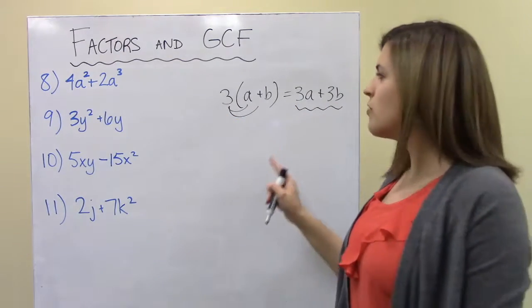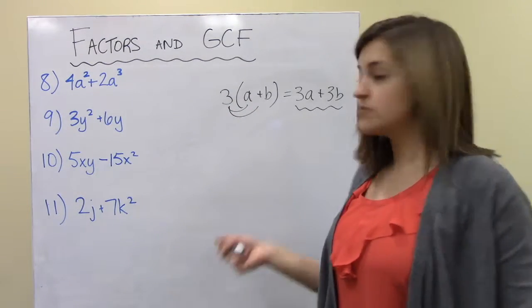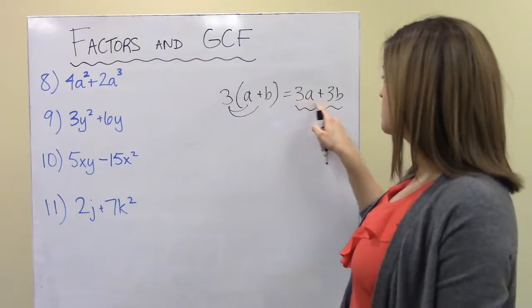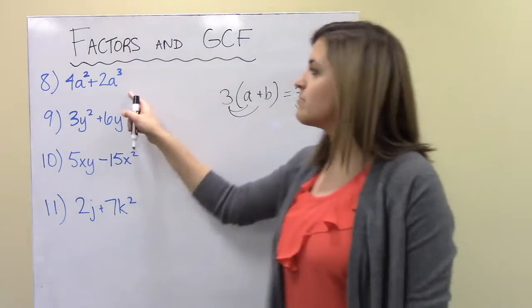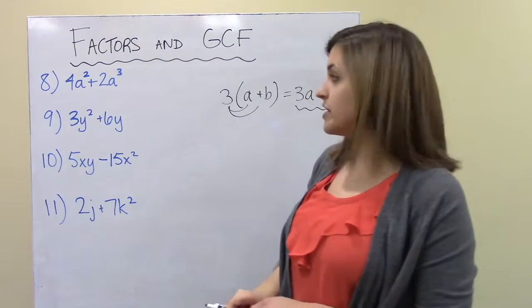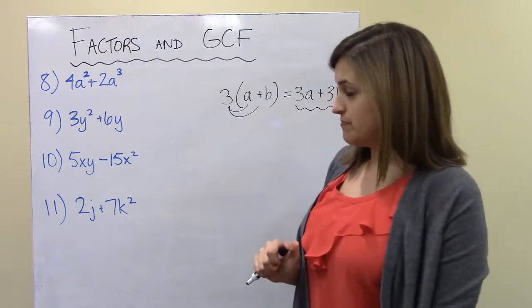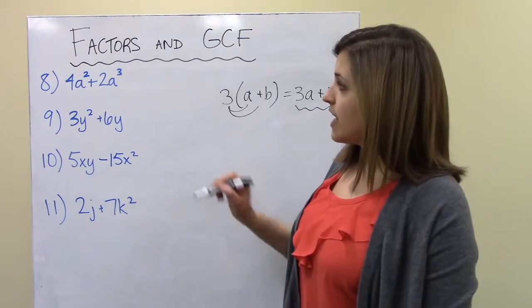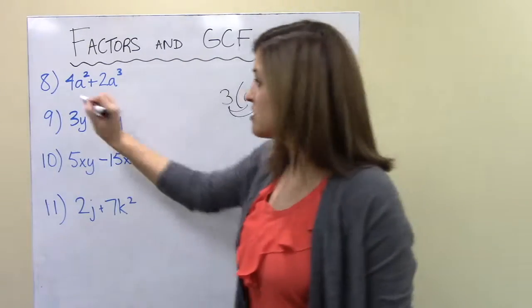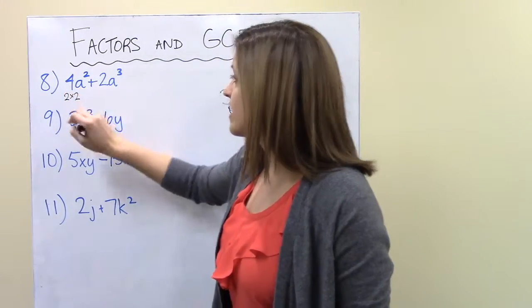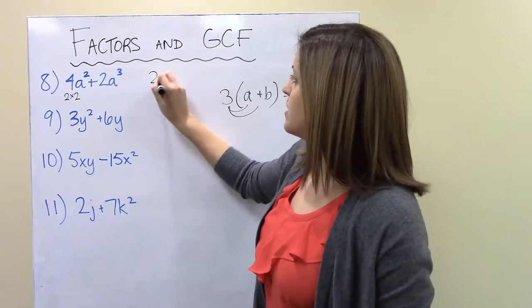But in order to know what we're going to pull out, we need to know the greatest common factor. So the greatest common factor of this polynomial right here happens to be 3. So we're going to do the same thing with these polynomials over here. So with number 8, we have 4a squared plus 2a cubed. Well, already I can see that I have 4 and 2. And I know 4 is just 2 times 2. So I can at least pull a 2 out from both of these. So I'll put 2 over here.